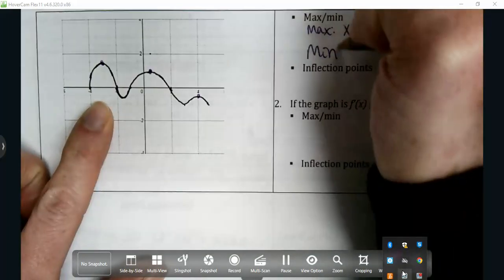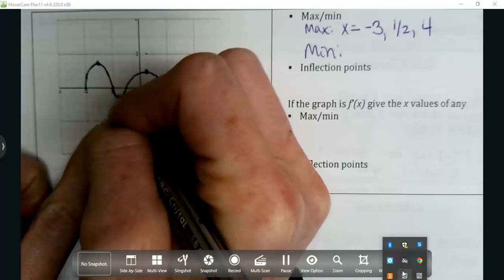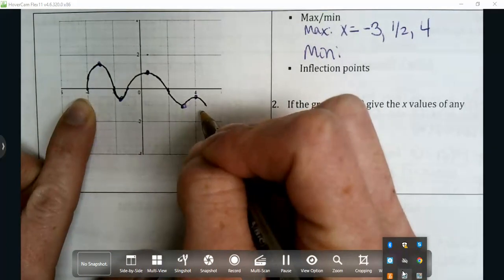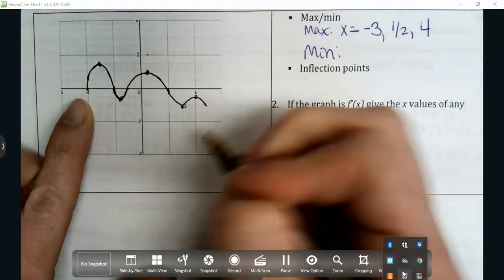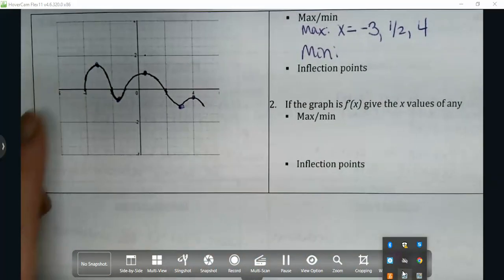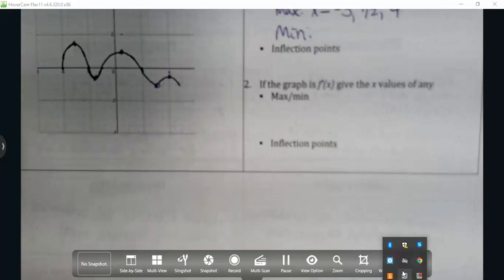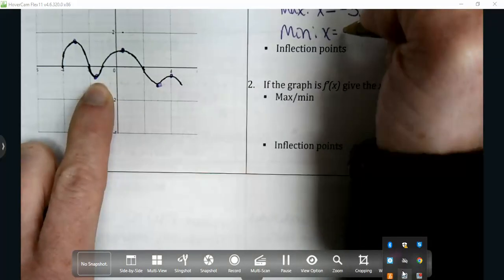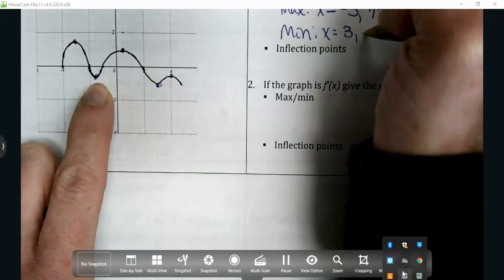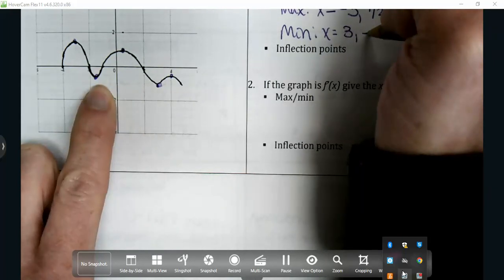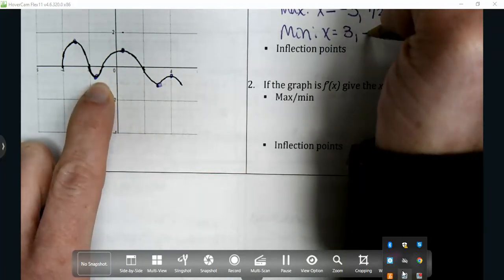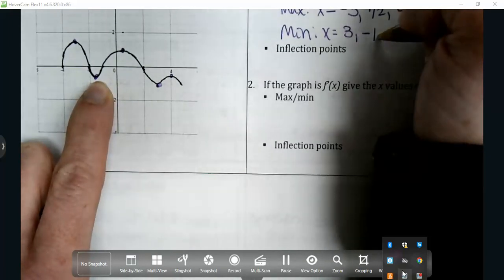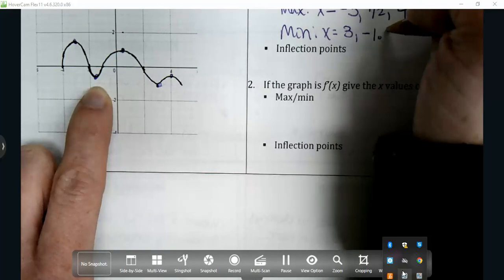Okay, so our min, we have a min here, here. Do we count endpoints? No. Not for local maxes and mins, only if I ask for global, and I should have specified here, but I'm looking at the local max and mins. So those would be at -3, okay, -1. Is it -1? Oh no, I wrote -1.5? Yeah. Okay.